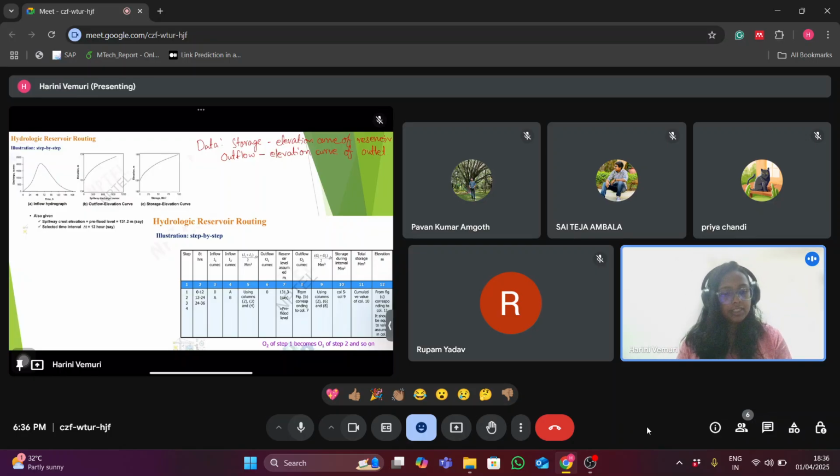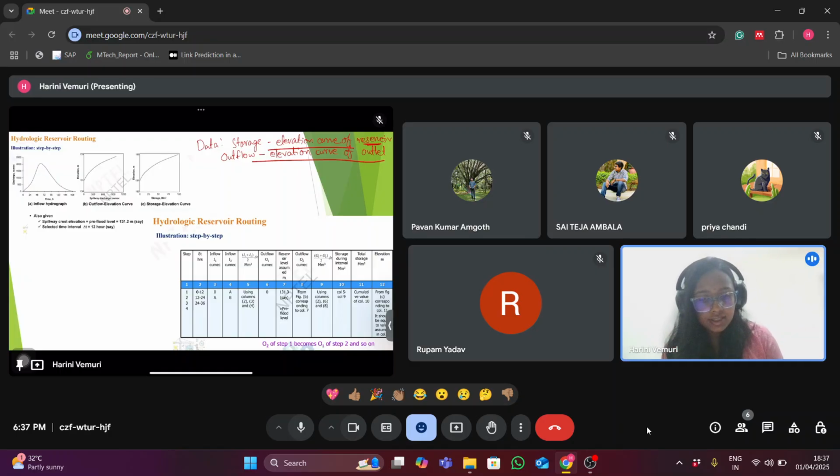Remember, here we are talking about the storage and elevation curve of the reservoir: how much storage the reservoir can take, and based on that, the elevation in the reservoir. We need that relationship, and we also need an outflow elevation curve of the outlet. For outlets like spillways or any other hydraulic structure on a reservoir, how much discharge the outlet gives based on the elevation, right? So remember, these two are different: the storage elevation curve of the reservoir, and the outflow elevation curve of the outlet.